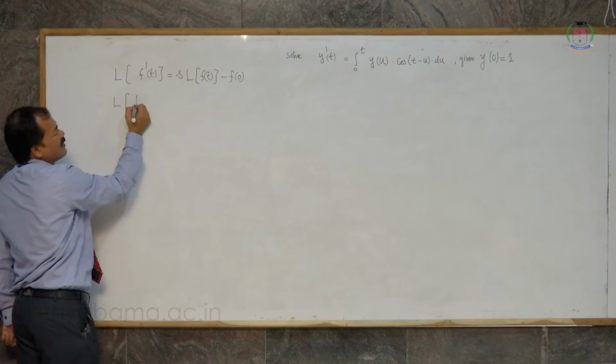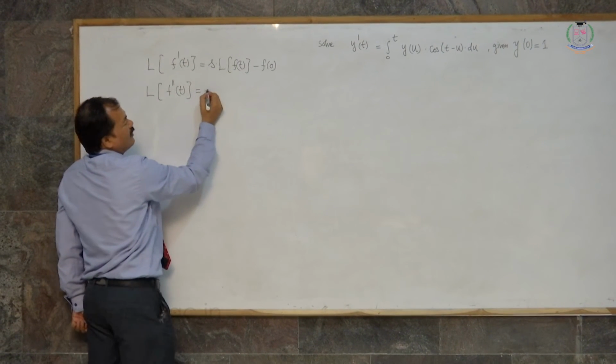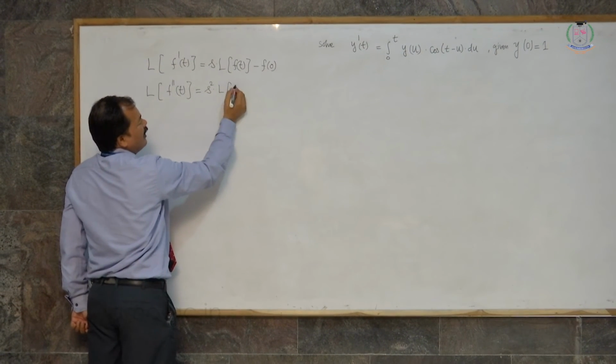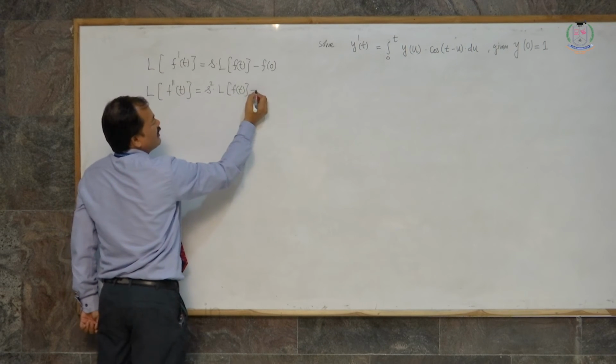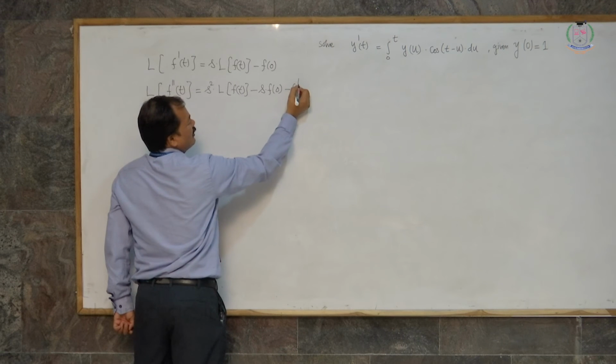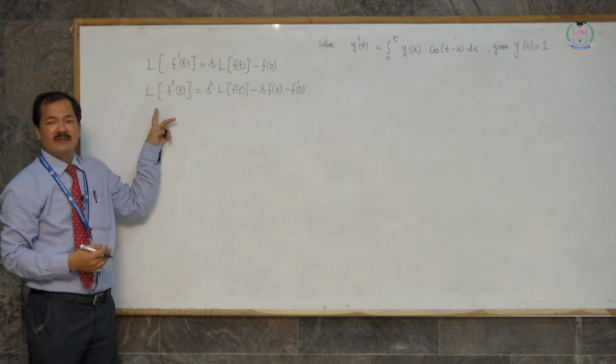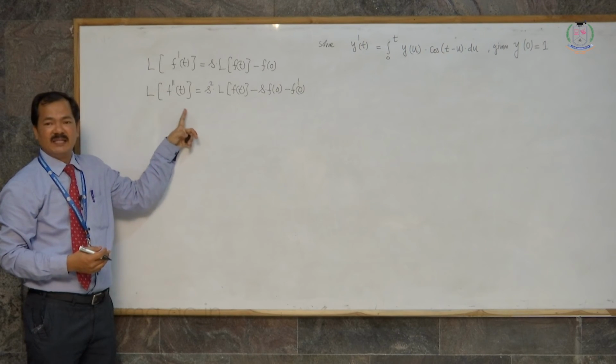Similarly, the Laplace transform of f double dash of t is equivalent to s square into L of f of t minus s into f of 0 minus f prime of 0. So, like this we can generalize the case for the Laplace transform of f n of t.